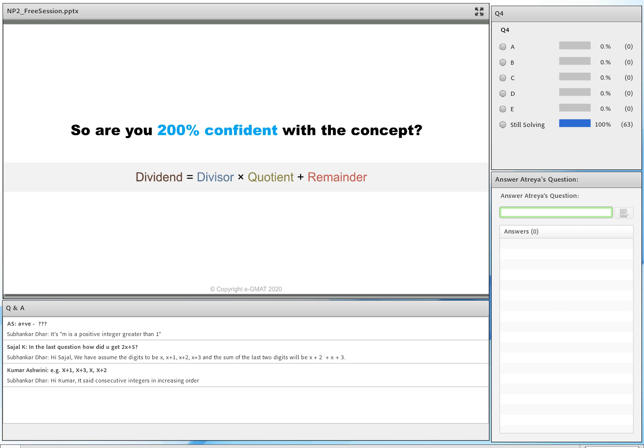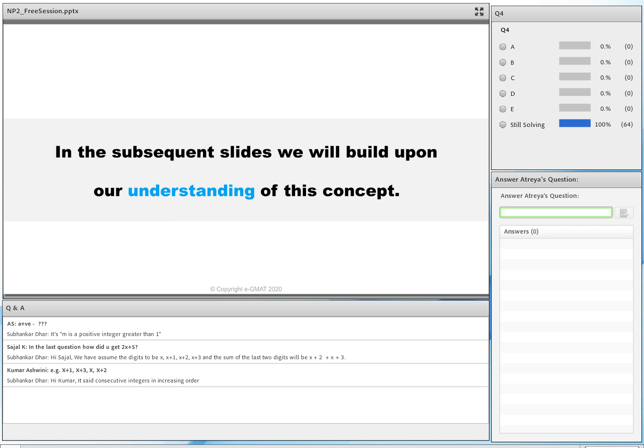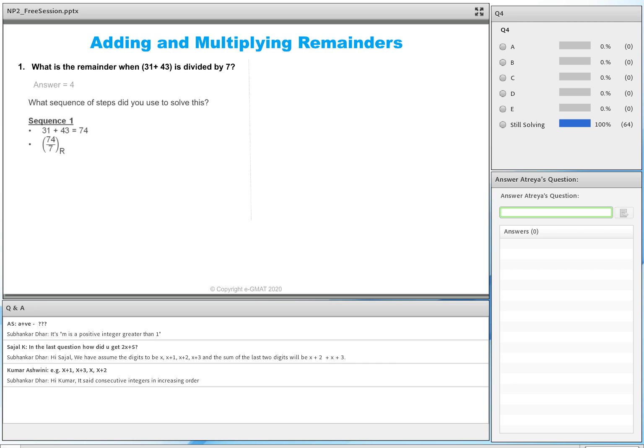But before going to the next question, which is question number 4, let's discuss a few pointers. Now, let's understand the concept that we have learned, the concept of dividend is equal to divisor times quotient plus remainder. Now, how would you find the remainder when I ask you, what is the remainder when 31 plus 43 is divided by 7? The easiest way I would say is just add these two numbers, 31 and 43, which comes out to be 74, and then divide 74 by 7. So this is one method to solve this question.